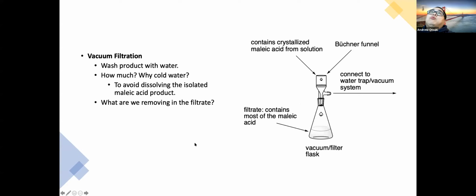Okay. What are we removing in the filtrate? So what's going to be in the filtrate? I think we covered that. It's going to be our maleic acid. So that's going to be carried on to the next experiment. So we don't have to actually redissolve our maleic acid here, and we can just carry on with the reaction further. Okay.